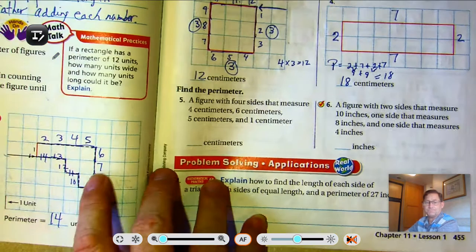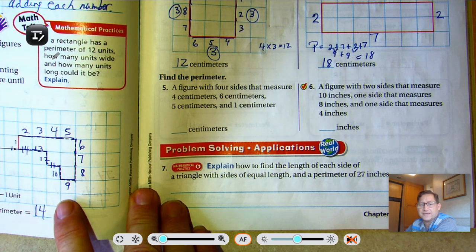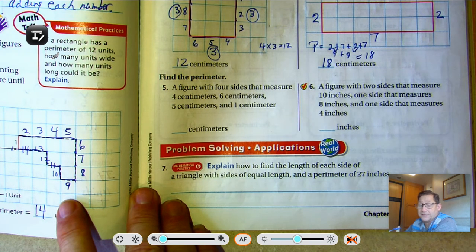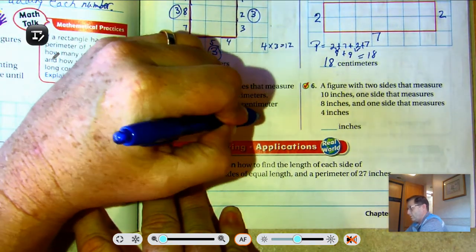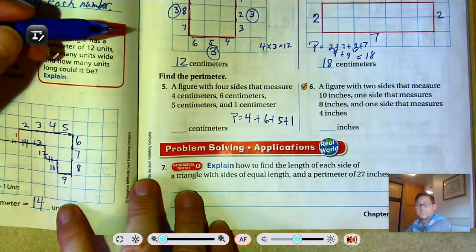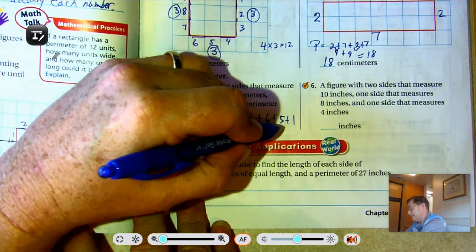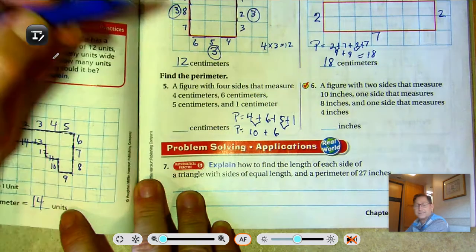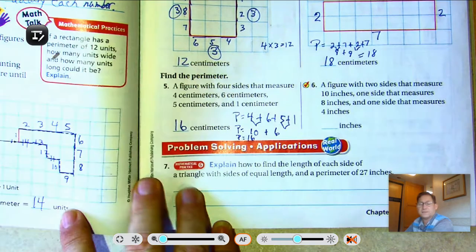All right, number 5. A figure with 4 sides that measure 4 centimeters, 6 centimeters, 5 centimeters, and 1 centimeter. Okay, those are the sides, right? So to find perimeter, we just have to add the units. 4 plus 6 plus 5 plus 1. Well, 6 and 4 is 10, and 5 and 1 is 6. 10 plus 6, 16. 16 centimeters.